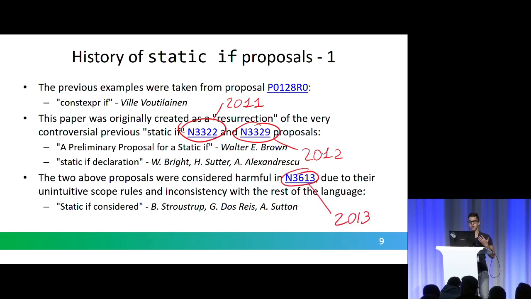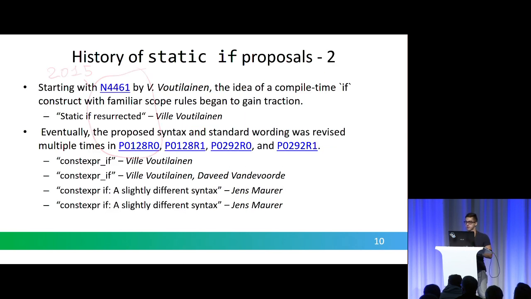So these two above proposals were actually considered harmful in another proposal by Bjarne, Gabriel Reis, and Andrew Sutton because of the unintuitive scope rules and inconsistency with the rest of the language. So we didn't get any of that. Fortunately, in 2015, Bill resurrected static if, giving it the name if_constexpr, and making it follow the usual rules we're all using today in modern runtime code.